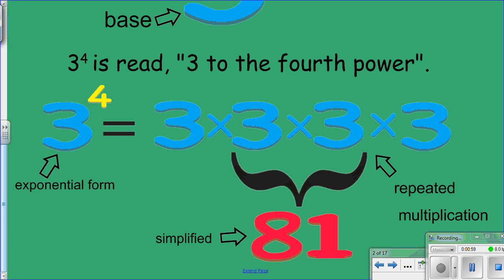So you may hear someone say simplify the exponent. It just means to answer it. So this question would lead you to be 81.